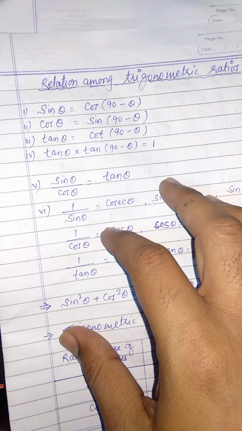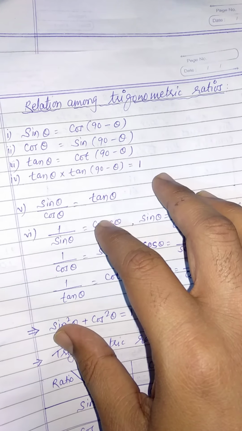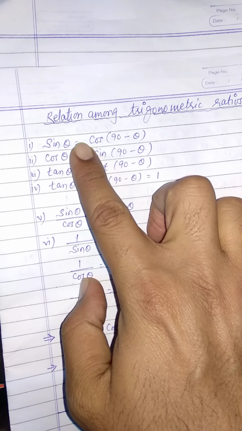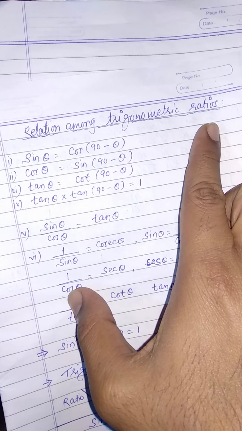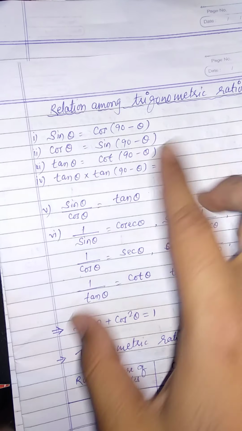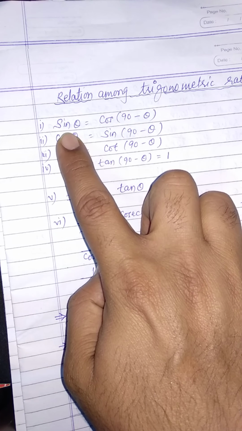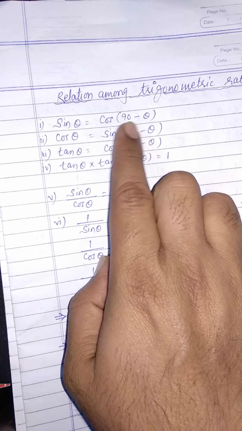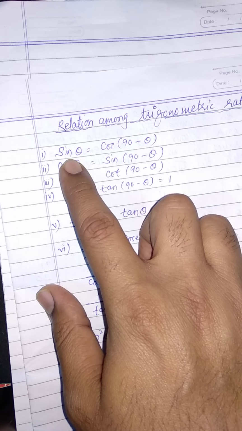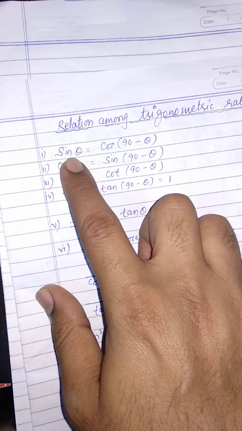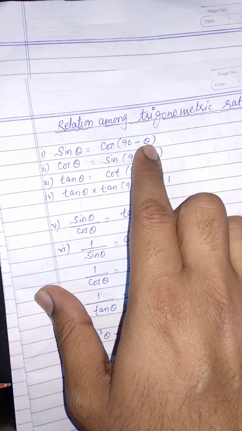Today we will continue chapter 8, trigonometry. Let's start with the next set of formulae, that is relation among trigonometric ratios. We will see first how complementary angles are correlated. So first you can see sin theta is equal to cos 90 minus theta.